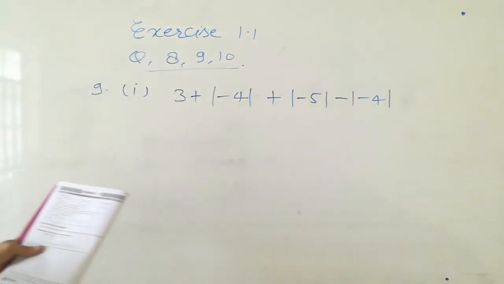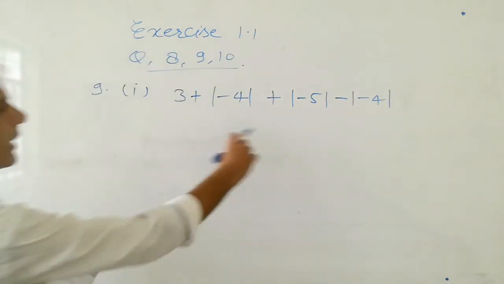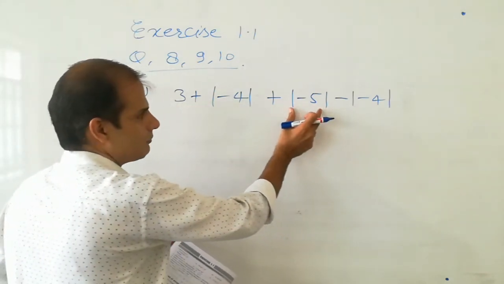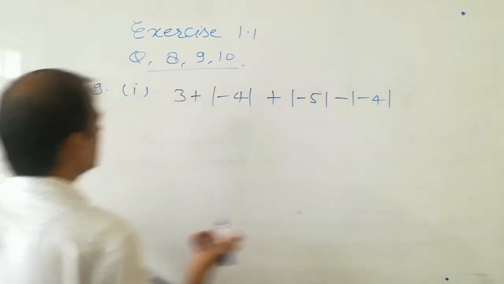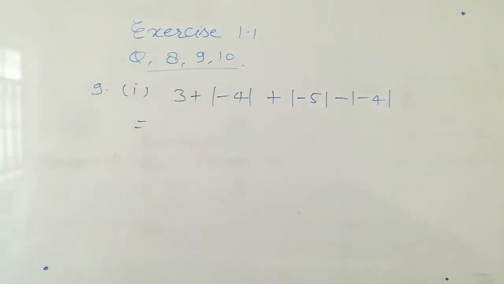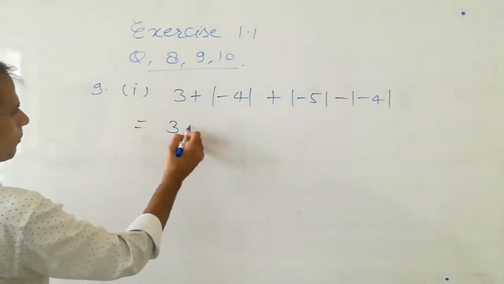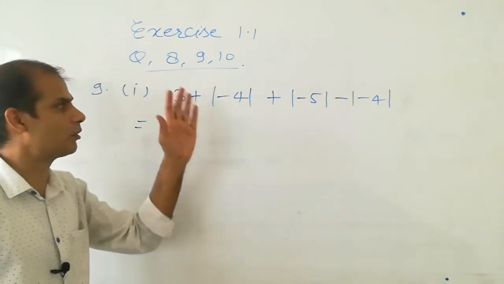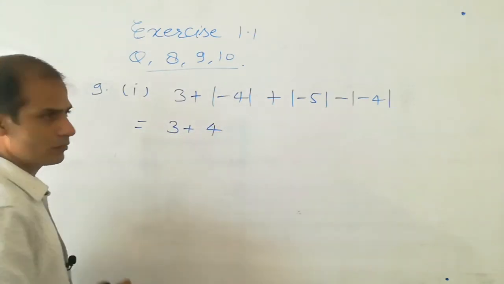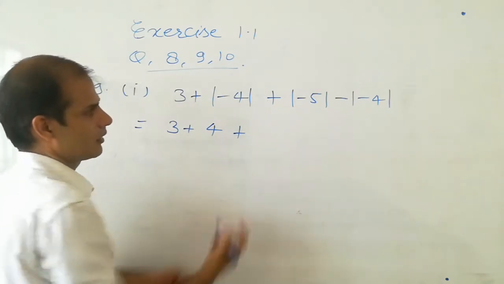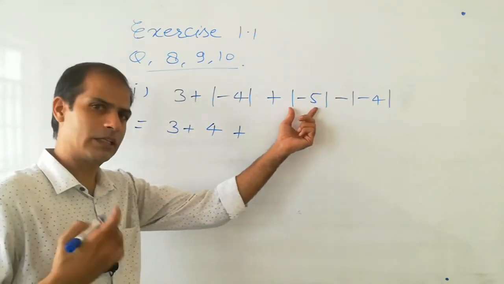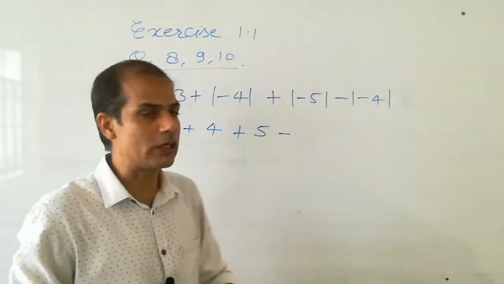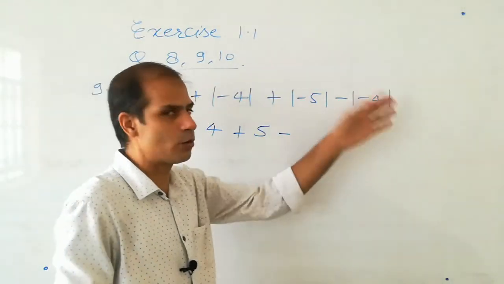Let's see the question again. 3 plus, it is read as 3 plus mod minus 4 plus mod minus 5 minus mod minus 4. Now solve the question. Okay, this is 3, no problem. As I told you, the modulus of any number is positive because it is the distance from 0. So it is plus 4, again mod of a negative number is positive, we will write 5, we write this negative sign. You will not change this sign because this is outside the mod operator.